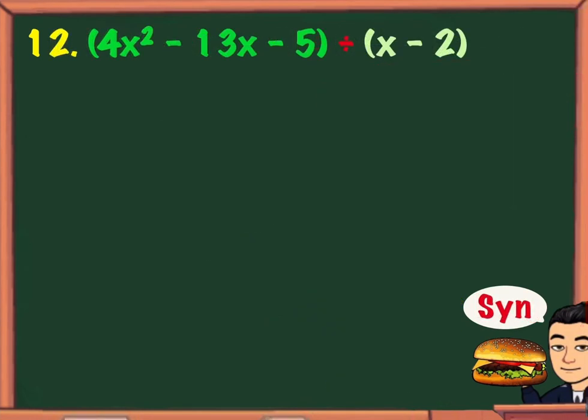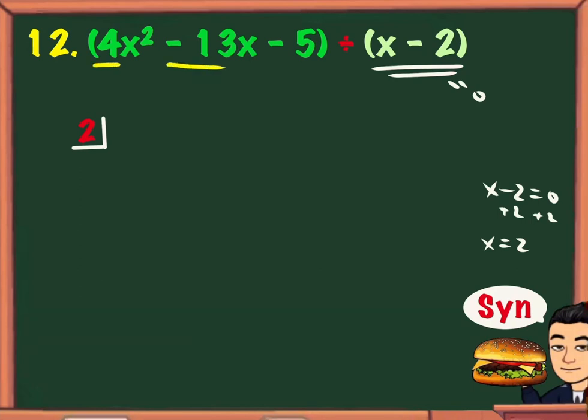So number 12, we're using synthetic division. And first, we're going to take a look at the divisor. You want to set that equal to 0. So x minus 2 equals 0. Add 2 on both sides. x is going to equal 2. So in the box, we're going to put 2. Next, we're going to write down the coefficients of the dividend. So it's going to be 4, negative 13, and negative 5.